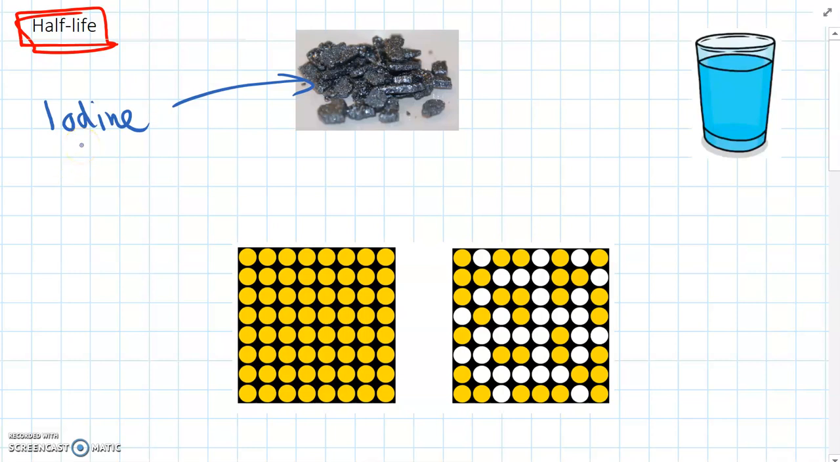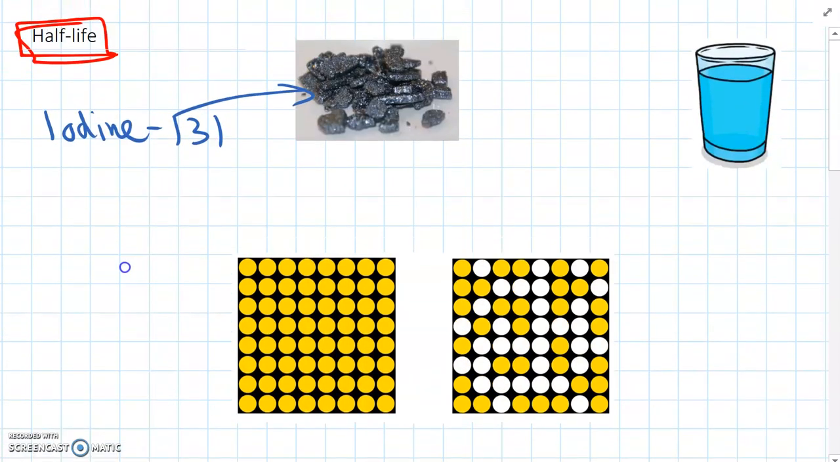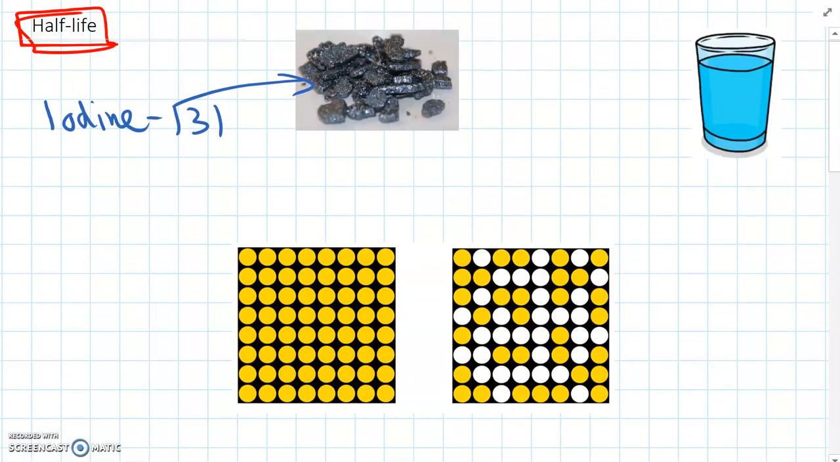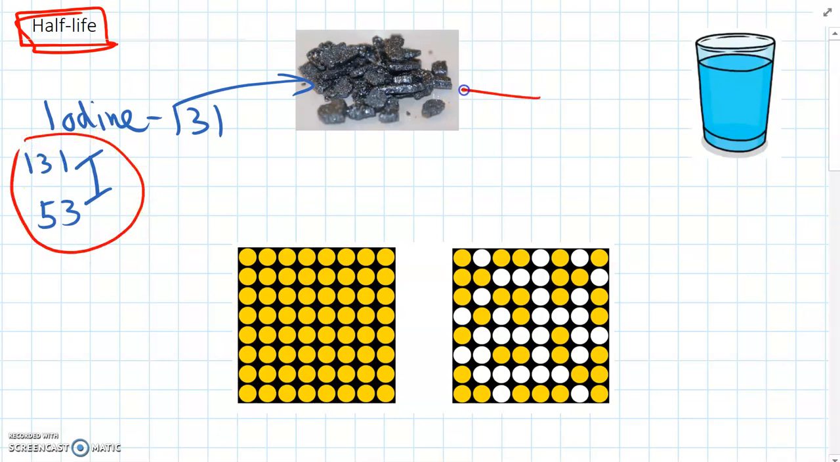So it has 53 protons. And this particular isotope of iodine is called iodine 131. So it has a mass number, we know, of 131. And let's draw the atomic symbol, number 53 and 131. So here's what iodine looks like. It's a non-metal, but it's still a little bit shiny. It looks a bit like carbon, the graphite form of carbon.